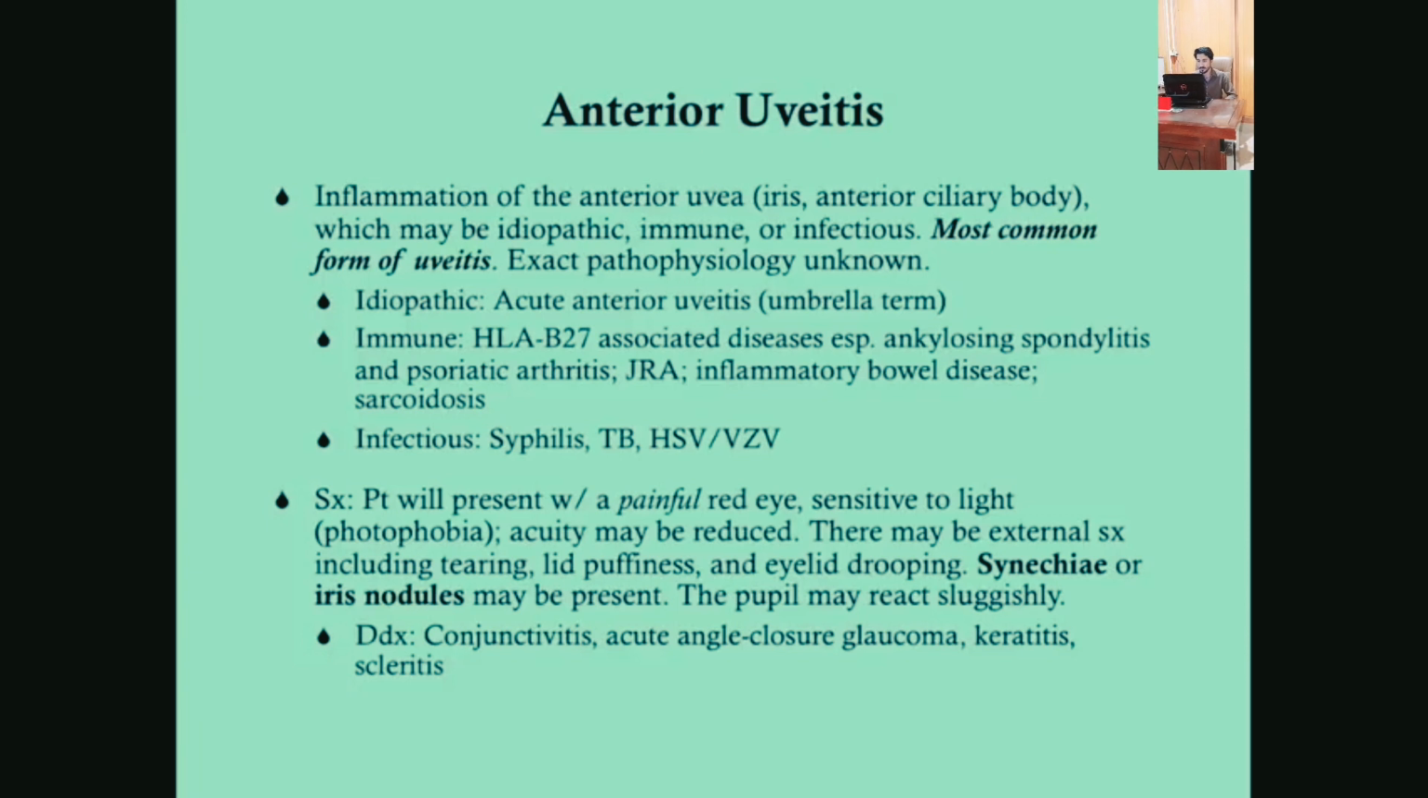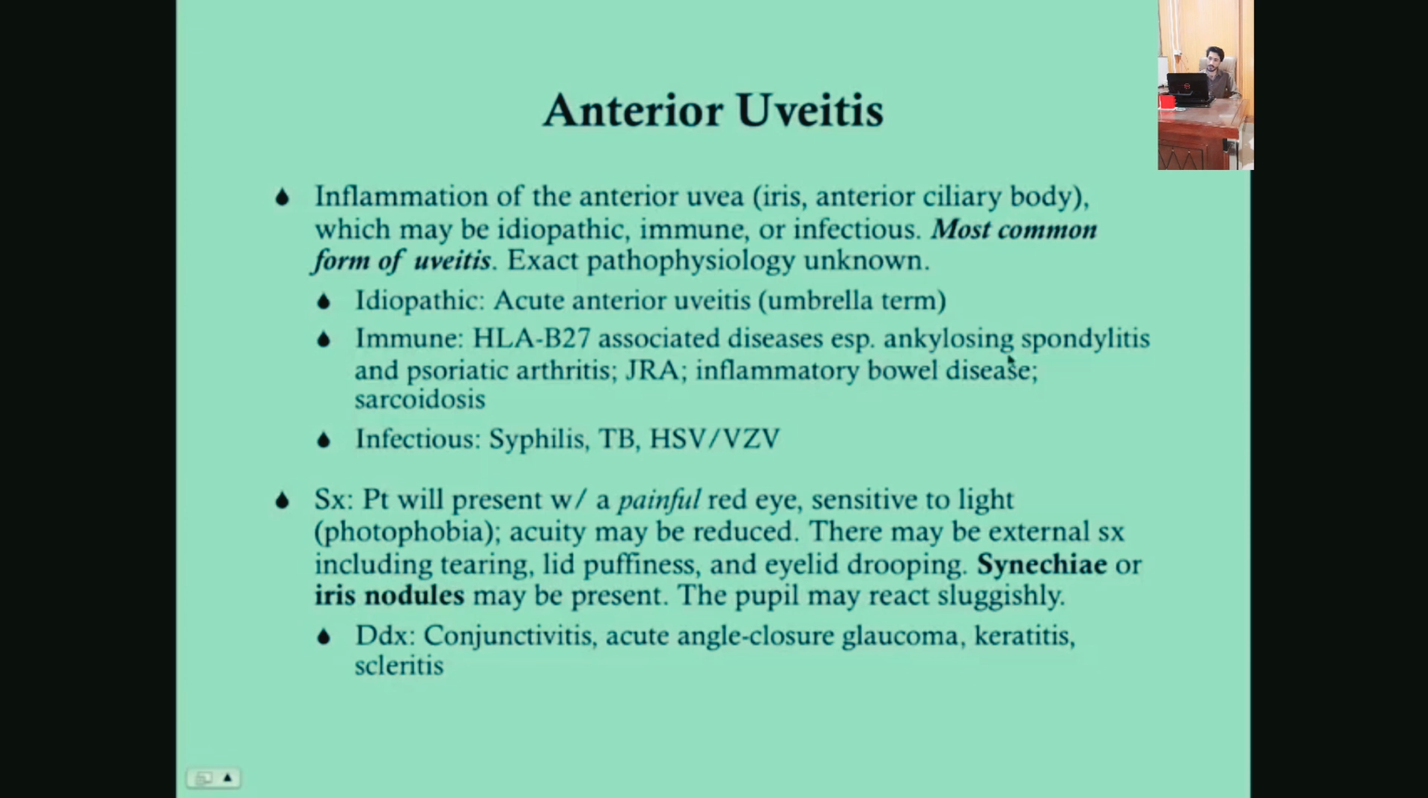Immune-mediated anterior uveitis can be caused by ankylosing spondylitis and psoriatic arthritis very commonly. It can also be caused by inflammatory bowel disease, by juvenile rheumatoid arthritis, and also by sarcoidosis. A lot of patients that have sarcoidosis will go on to develop anterior uveitis, around half.